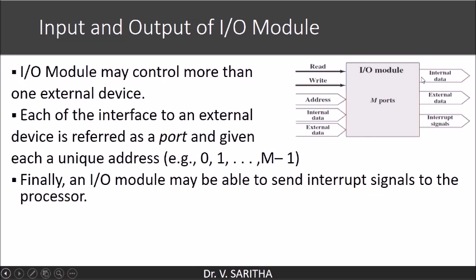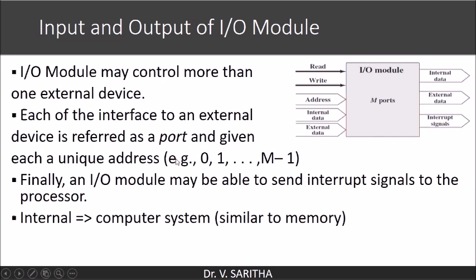So if we want a read operation, we give the read control signal and the corresponding address, and then the data will come out. If we are interacting with internal devices, internal data will come out. If it is working with external devices, external data will come out. So the IO module can recognize whether it is an internal device address or an external device address. If it is a write operation, provide the address and the corresponding data, either as internal data or external data. Internal devices means the computer system, similar to your memory, and external means external devices are connected.